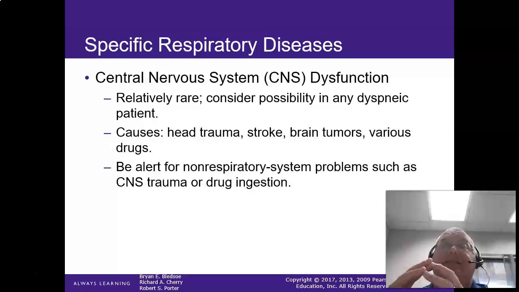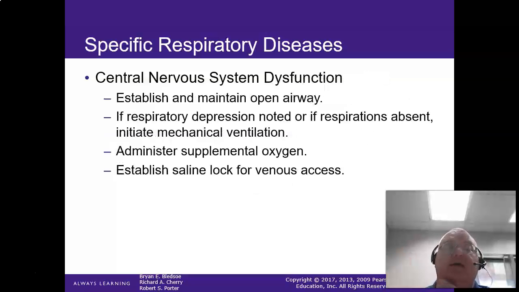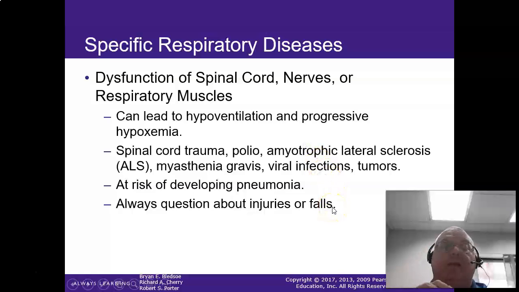Okay. Central nervous system dysfunction, it does happen with head trauma, strokes, brain tumors. They start getting weird respiratory patterns. This can also happen with drug ingestion. So again, weird respiratory patterns. Okay, establish, maintain your airway. If the respiratory depression is noted or absent, again, you're going to have to initiate mechanical ventilation. On the stranger ones, the biots, the ataxias, again, controlling the airway, controlling the ventilations might not be a bad idea for those patients. Make sure that you get a saline lock for those guys as well.